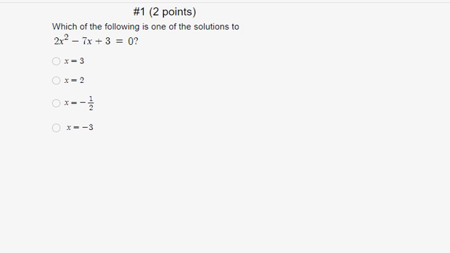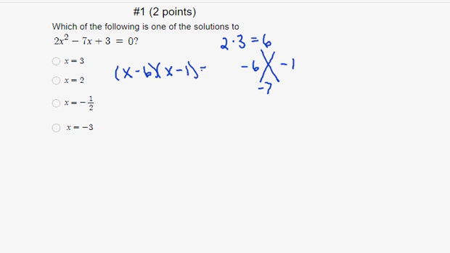Our first one, we just have to pick out which one of these is a solution to this. So let's go ahead. We look at our answers. All of our answers are rational numbers, which means this can be factored. So let's look at this right here. We've got 2 times 3 equals 6. We want two factors of 6 that add up to -7. So we're looking at -6 and -1. So the two factors of this quadratic, x minus 6 and x minus 1, equaling 0, and then we've got to remember to divide by a.